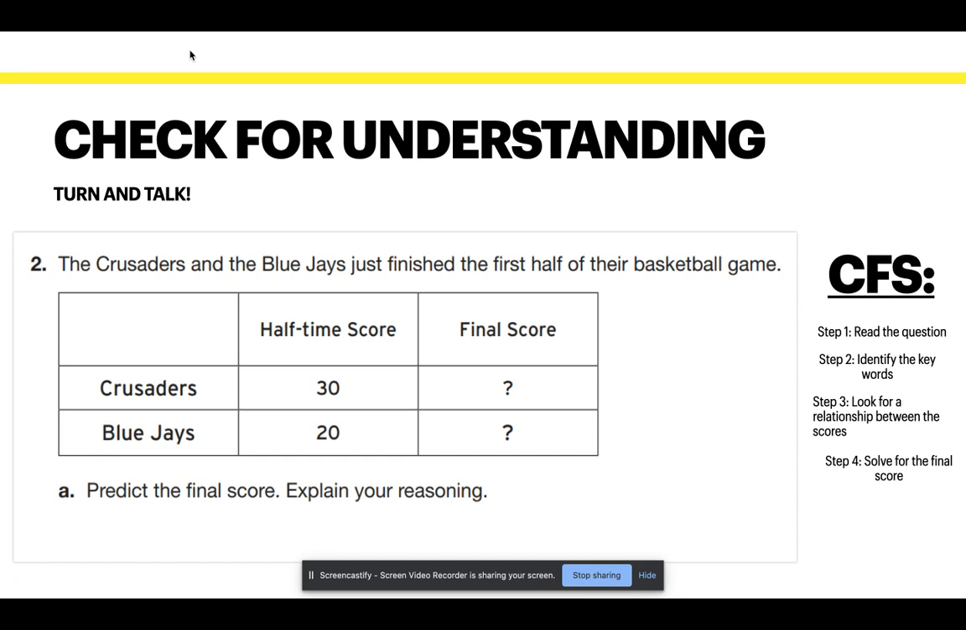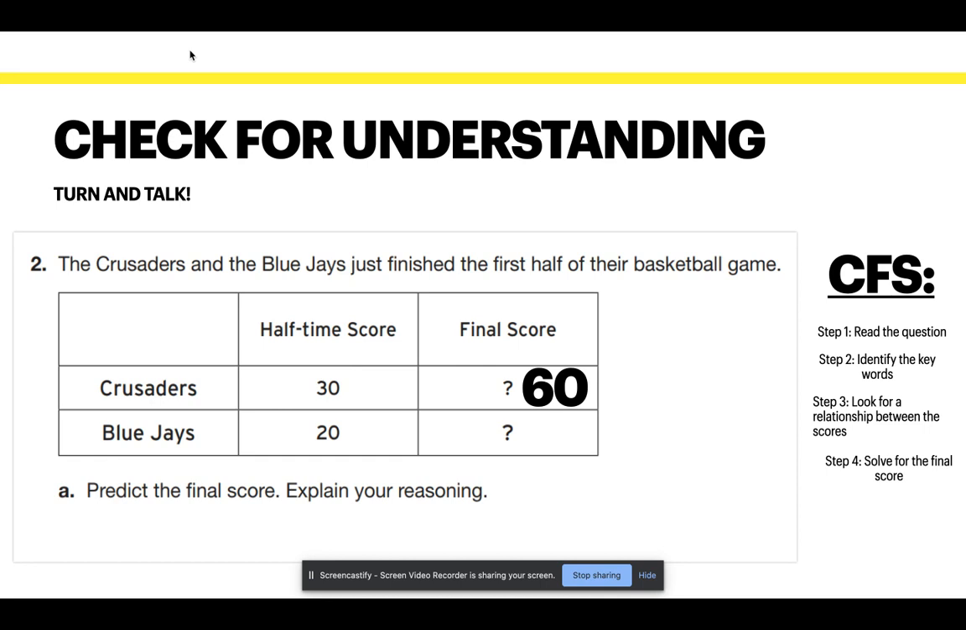So we're looking at the relationship, and we see that the Crusaders scored 30 and the Blue Jays scored 20 in the first half. But if we're looking for the final score, we know that final is the same thing as saying the end of the game. The end of the game is the same thing as saying the total or the whole game. So we're going to take our number and multiply it by 2, because if we're going from 1/2 and 1/2 to a whole, we know that we have to multiply by 2 in order to get our answer.